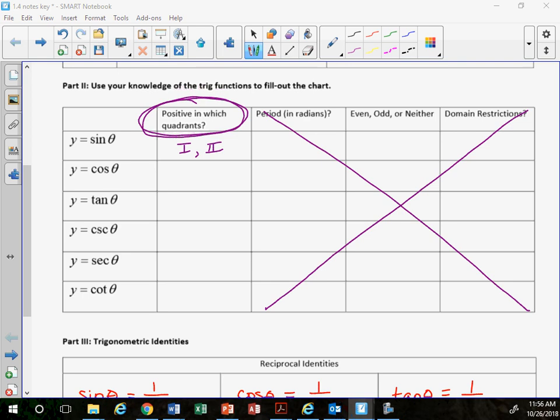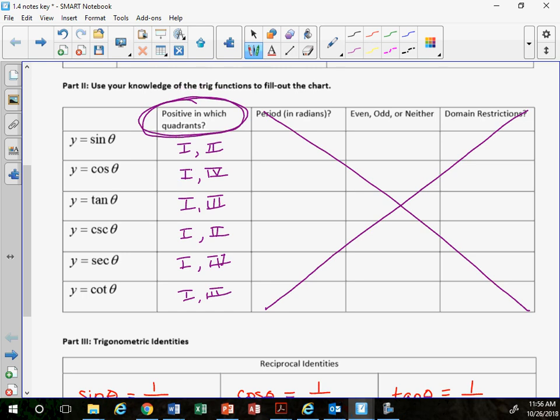All right, guys, let's go through them. Up here, cosine, where are you positive? 1 and 4. What about tangent? 1 and 3. Cosecant. 1 and 2, should be just like sine, right? Okay, what about secant? 1 and 4. And cotangent. 1 and 3. Okay? Easy?